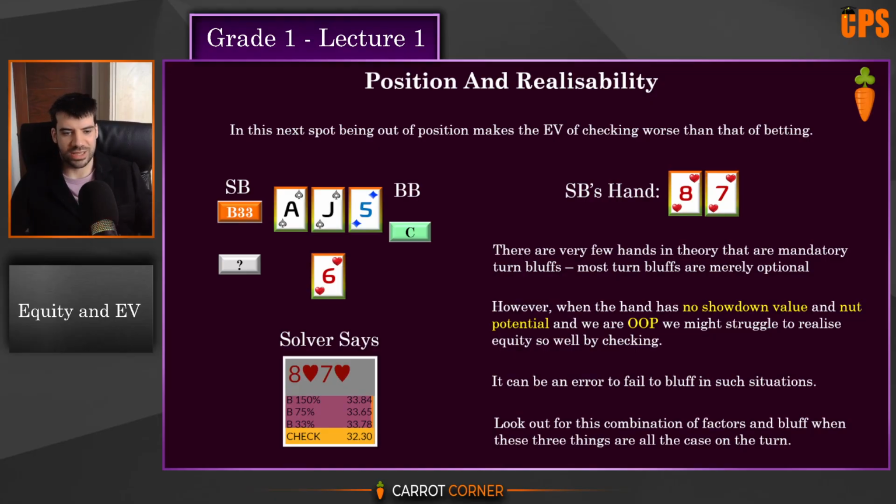Okay, EVs here: 33 chips to 32 chips, not a big deal, 33% pot I should say, to 32. It's not by much, but you can see the point, right? The main concept to illustrate here is that this hand is betting all of the time in theory, because checking does incur some theoretical EV loss.